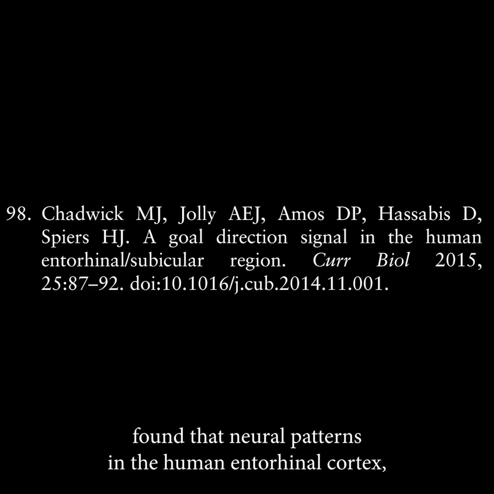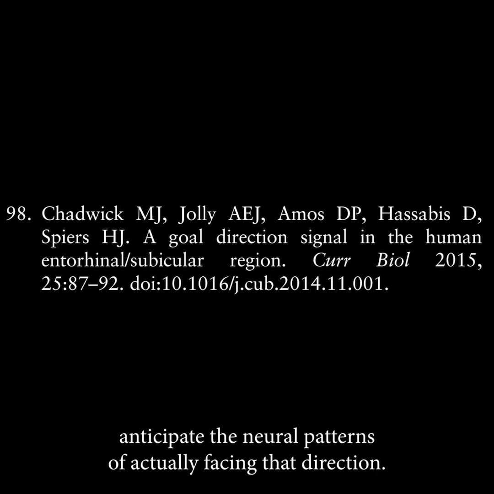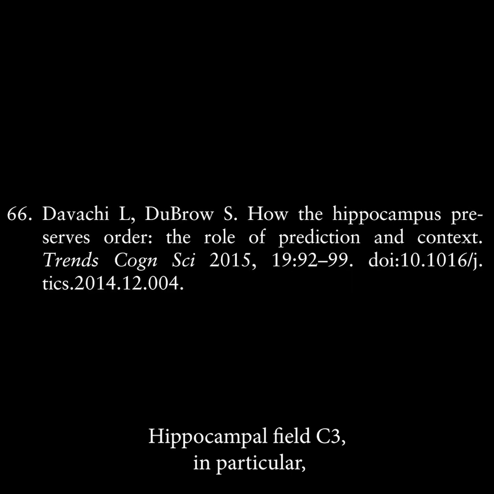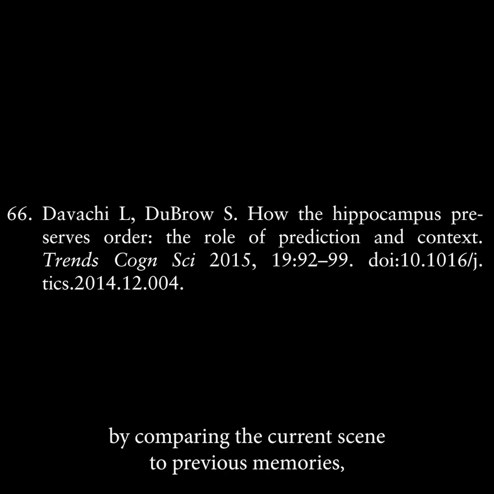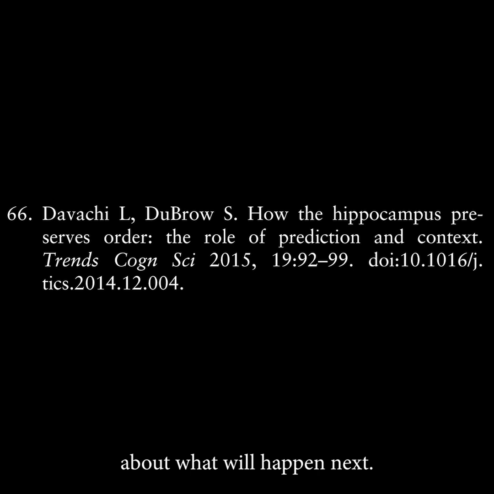Chadwick et al. found that neural patterns in the human entorhinal cortex, when that subject was about to turn in one direction or another, anticipate the neural patterns of actually facing that direction. Hippocampal field CA3 in particular, by comparing the current scene to previous memories, is able to use pattern completion to form predictions about what will happen next.